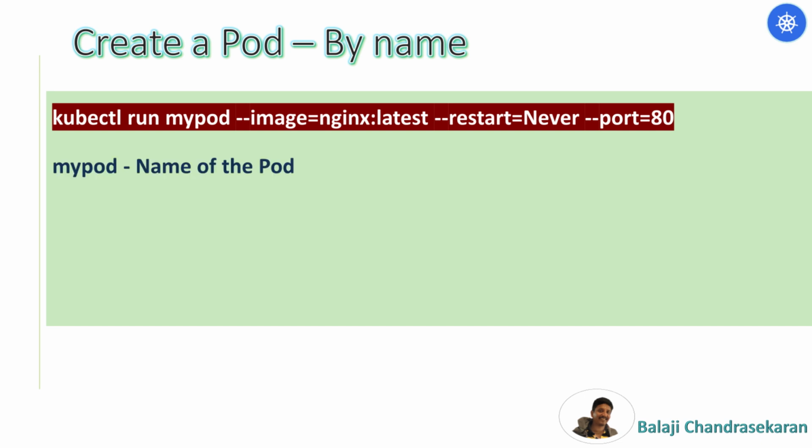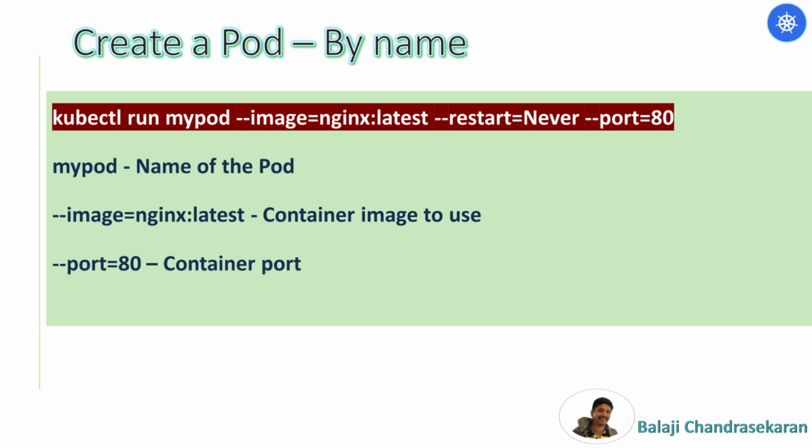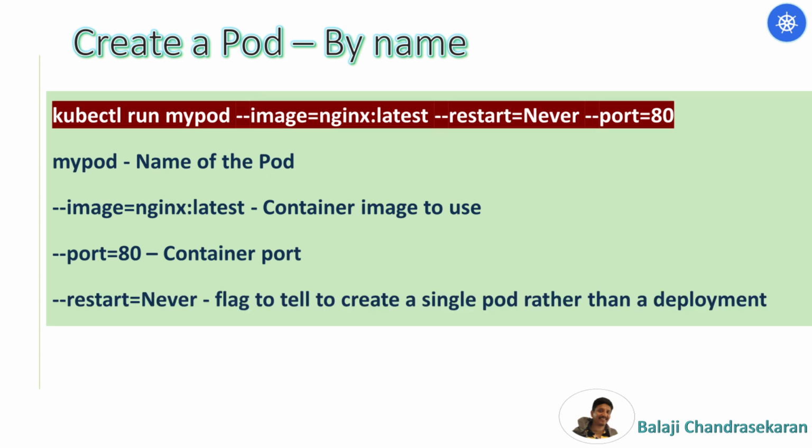In this command, mypod is the name of the pod. --image=nginx:latest specifies the container image to use. --port=80 specifies the port that the container exposes. And by setting the flag --restart=Never, we are telling Kubernetes to create a single pod rather than a deployment. Once you hit enter, the pod will be created. You should see the message pod/mypod created displayed in the terminal.